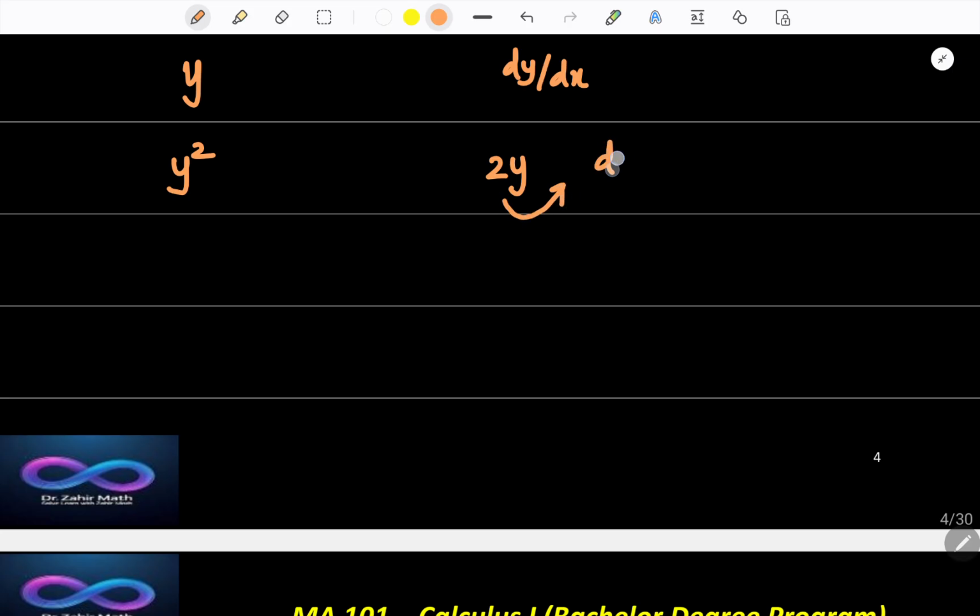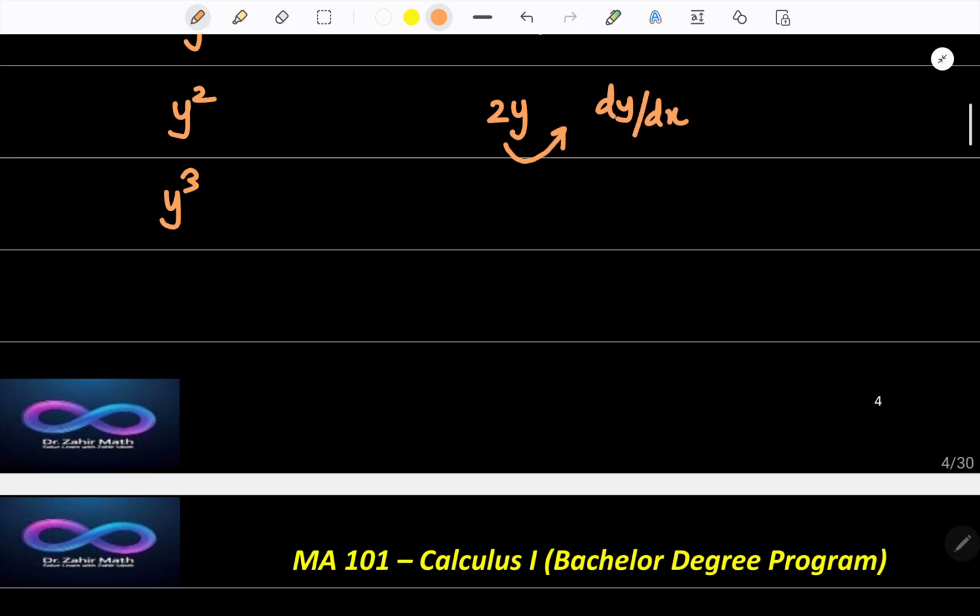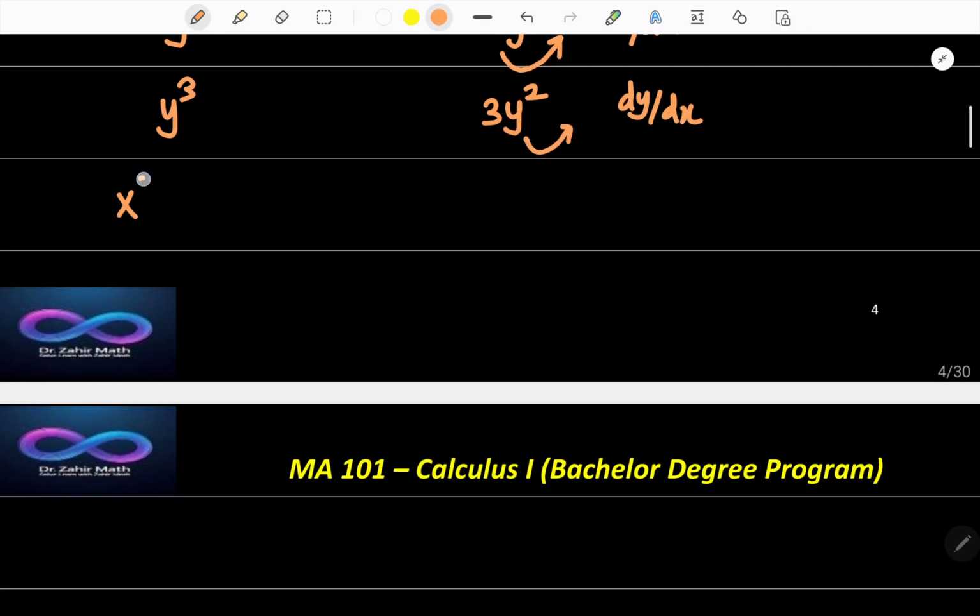With respect to x. So dy by dx, keep in your mind. What about y cube, teacher? Y cube is 3y square. You have done with respect to y. After that, you're going to do what? Dy by dx. Okay, teacher, give me with x and y.